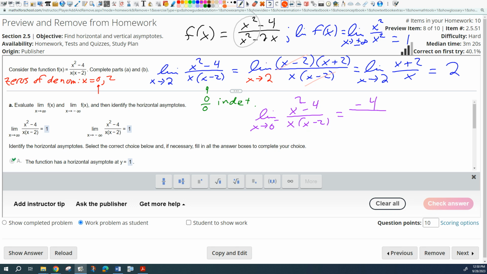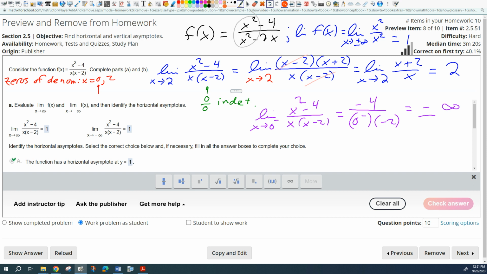On the bottom, what's that going to turn into? 0 minus, right? As I approach 0 from the left, x becomes a small negative number. So that's going to look like 0 minus times, if I plug 0 in there, I get negative 2. So what's my answer going to be? I know I've got some kind of infinity because I've got a 0 on the bottom but not the top. What's the flavor going to be? Positive or negative? Negative, because look, I've got an odd number of negatives that are being multiplied and divided.